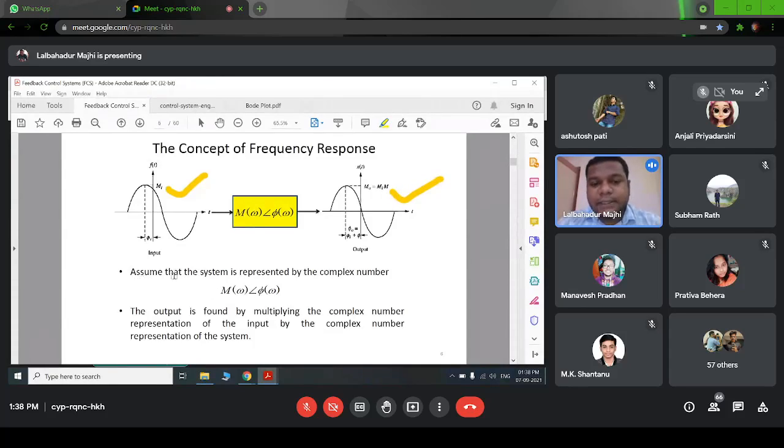Assume that the system is represented by the complex number M of omega and angle phi of omega. The output is found by multiplying the complex number representation of the input by the complex number representation of the system. Similarly, the magnitude will be multiplied: the output magnitude M0 will be Mi, the magnitude of the input signal, times M, the magnitude of our system. Similarly, if it is multiplied, the angles will be added. So phi 0 is phi i plus phi. This will be our output.